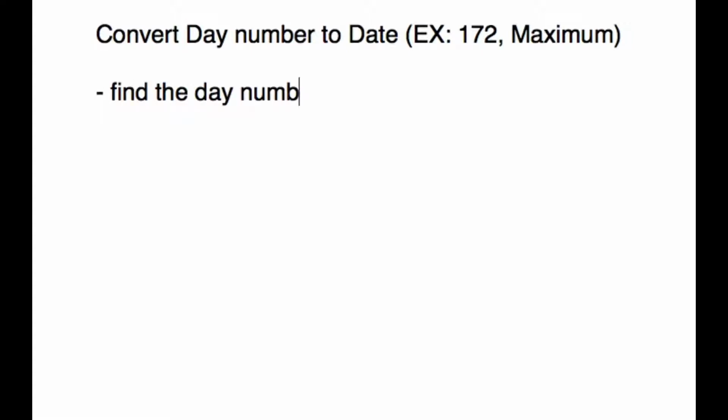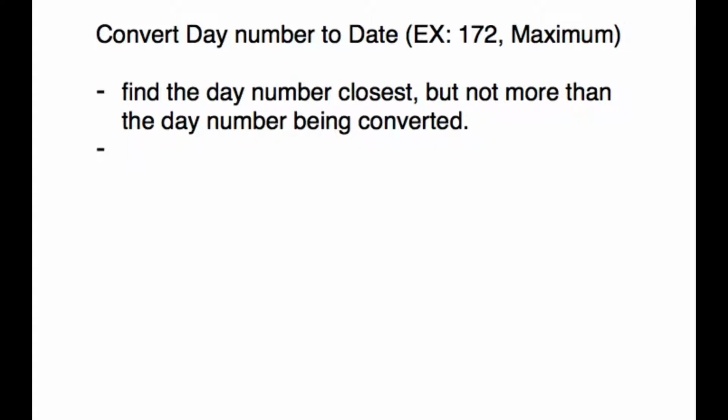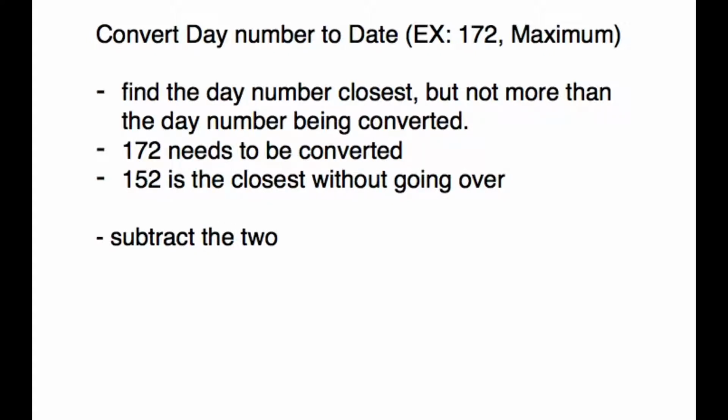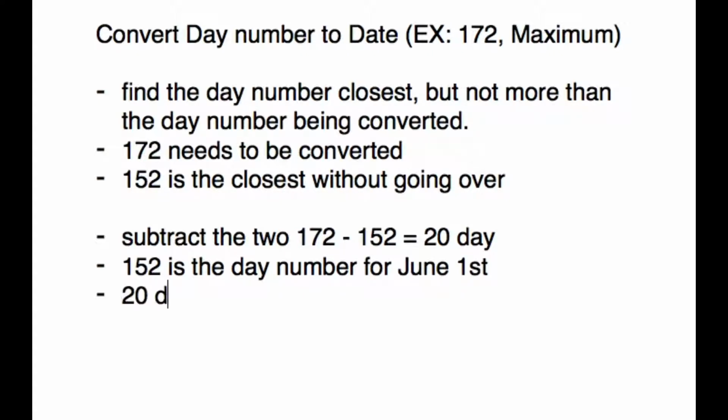From this point, we need to be able to convert the day number to a date and the minutes to the hours minutes format. So first thing we need to do is find the day number closest but not more than the day number that we're trying to convert. So in this case 172 is what needs to be converted, and the day number closest to that is 152. 182 is technically closer, but it goes over. So 152 is the closest without going over. So then we need to subtract these two day numbers. 172 minus 152 is 20 days. And then let's take that reference of 152, which is the day number for June 1st, and add 20 to it. So 172 is June 21st.